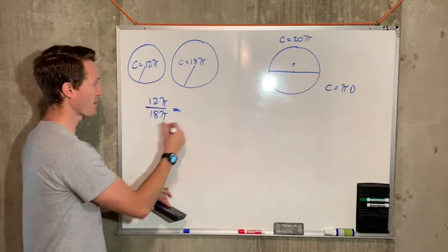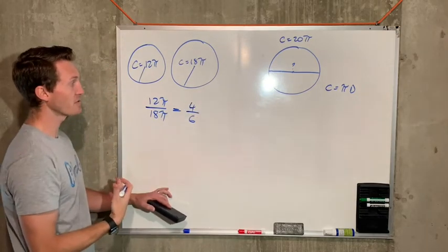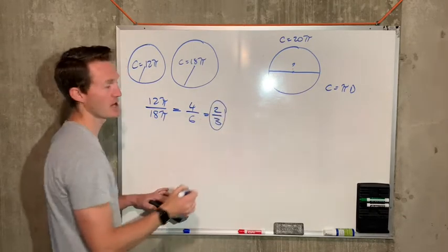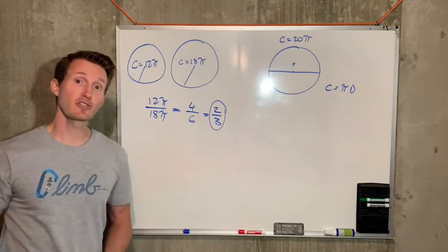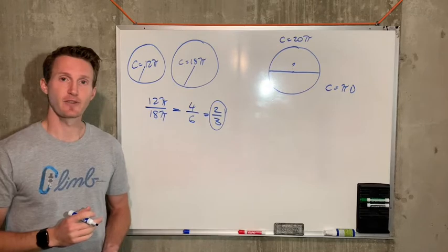I'm going to divide them both by 3, and I'm going to get a 4 over 6. I notice I can continue to divide them both by 2. I'm going to get a 2/3, and that is the ratio of the radii. I don't actually know what the radii are. I just know their ratio, and that's all we have to find for this question.